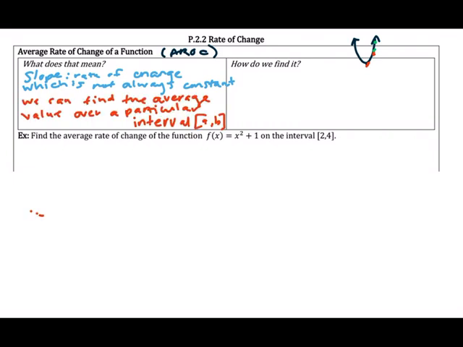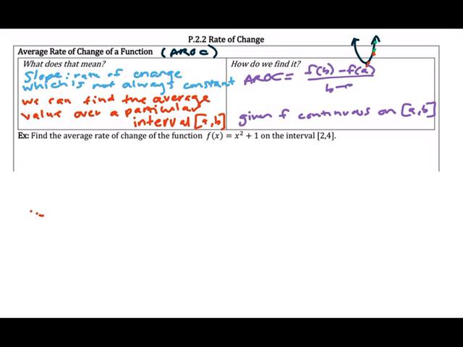So how do we calculate that? How do we calculate the average rate of change over a particular interval? Let's say we're looking at the average rate of change given that we have some continuous function f, continuous on the interval from a to b. How we would calculate this is we would basically find the slope. So we would find the function evaluated at b minus the function evaluated at a, divided by b minus a. And this is really just the slope formula, y2 minus y1 over x2 minus x1. The same idea here.